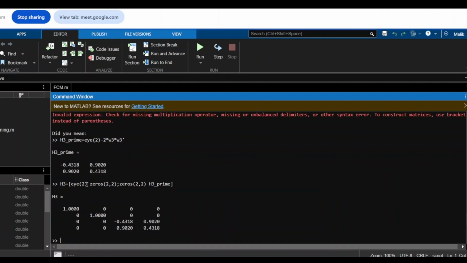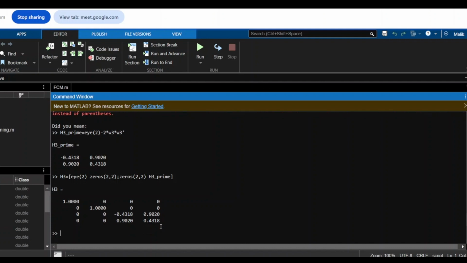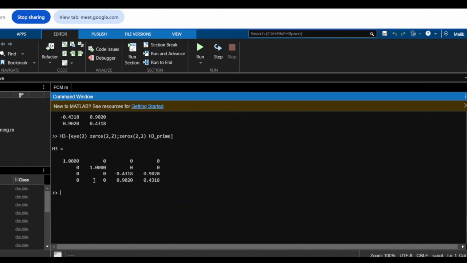So basically my first block will be the identity matrix 2 cross 2. Next to that will be zeros, for 2 columns and 2 rows, 0 0 0. Now in the second row, this block will be again 0 0 0 0, and here will be my H3 prime. So this is my H3.